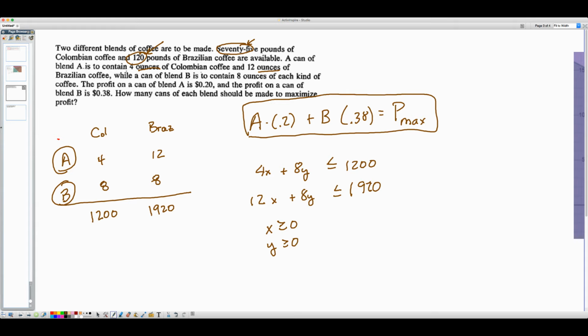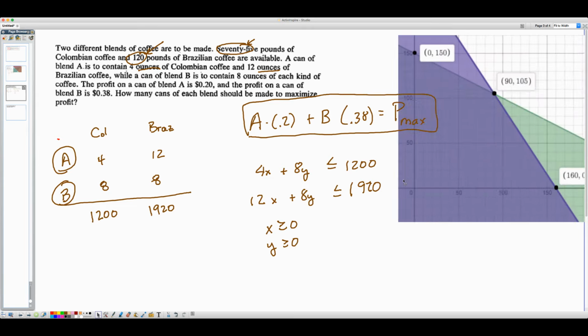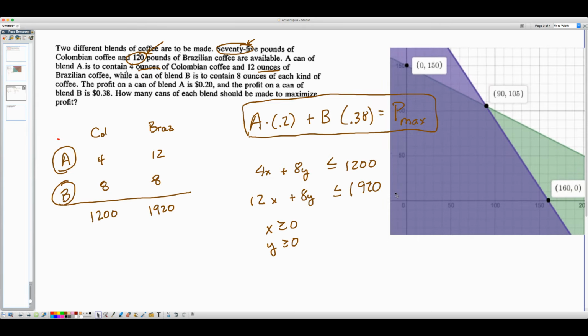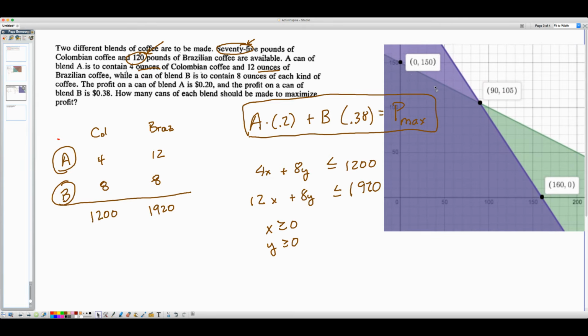I've graphed this using Desmos, and I'll pull it over to the side so you can see it. Here we have it. And you can see I have 3 numbers to explore. And when you plug these into this equation, you get your solution, which is going to give you the maximum amount. And in this case, it's going to be the 90 and 105. And you can substitute those in and see this for yourself.